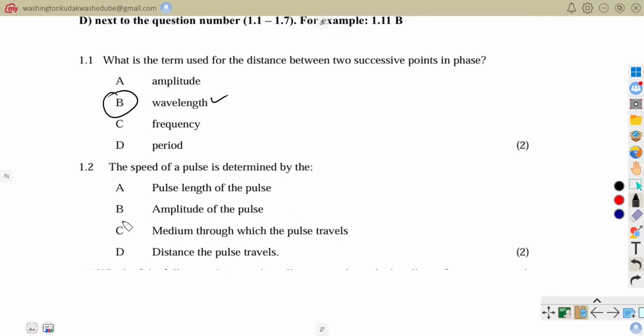So you see that the medium through which the pulse travels will determine the speed of your pulse. If it is more dense, then it simply means that the speed would be low. If it is less dense, then your speed would be high. So we are saying that the medium through which the pulse travels determines the speed of your pulse.